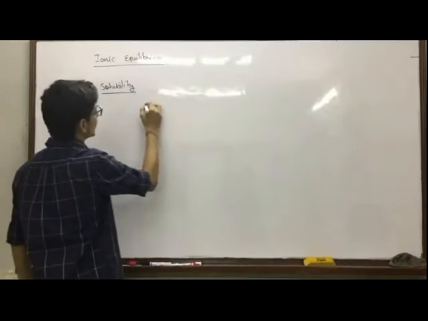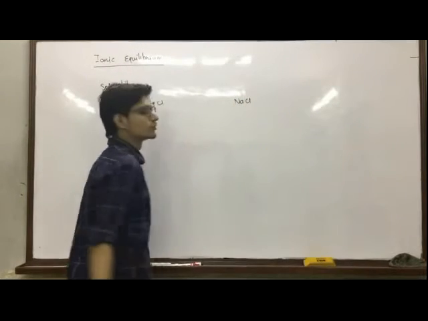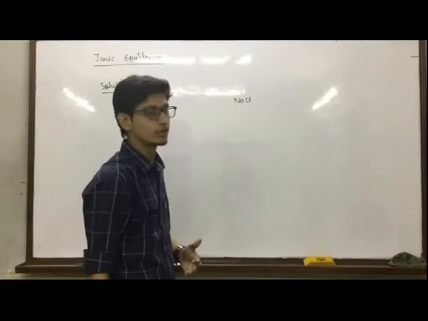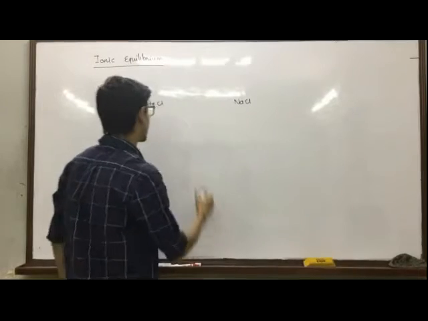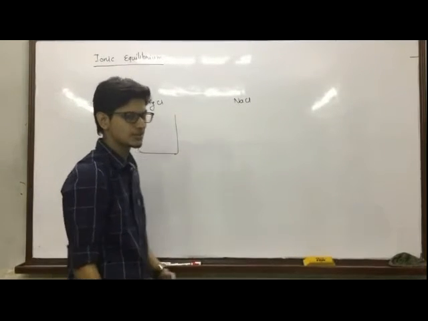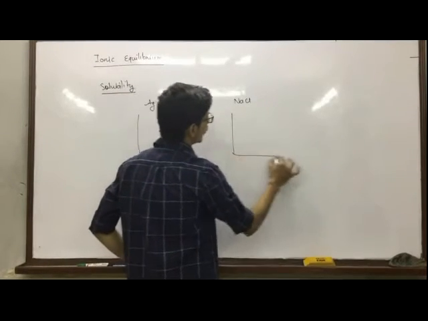So let's take an example of AgCl and NaCl. We commonly know that NaCl is a good soluble salt. It can completely dissolve in water in a large amount. So let's start with an experiment. And we also know that AgCl is a precipitate. What is a precipitate? Something which does not dissolve in water. And NaCl is a common soluble salt.